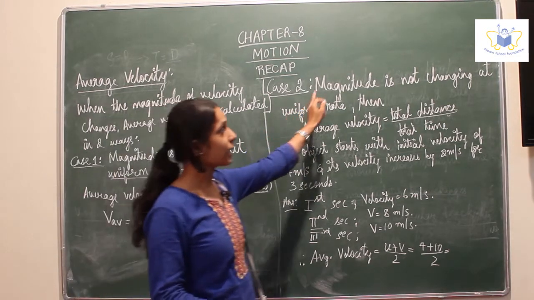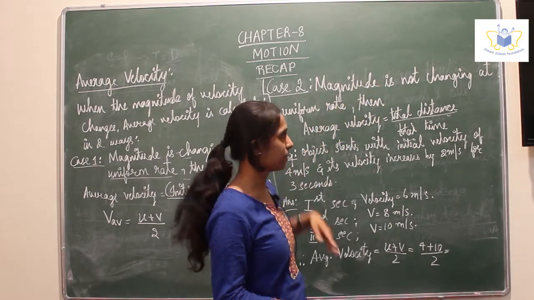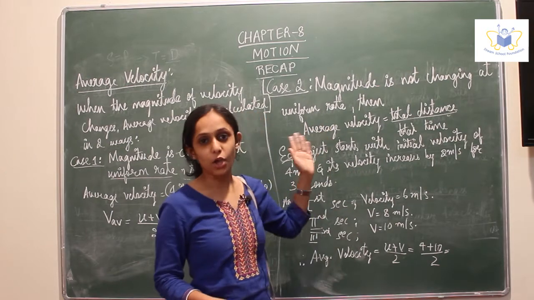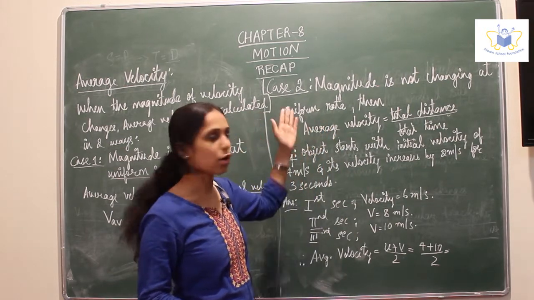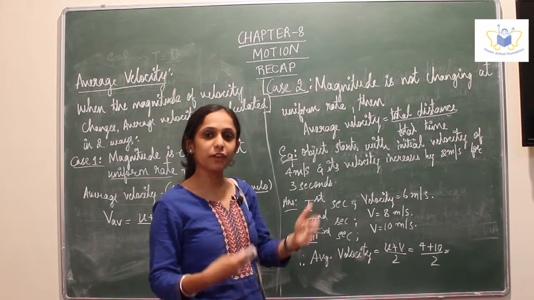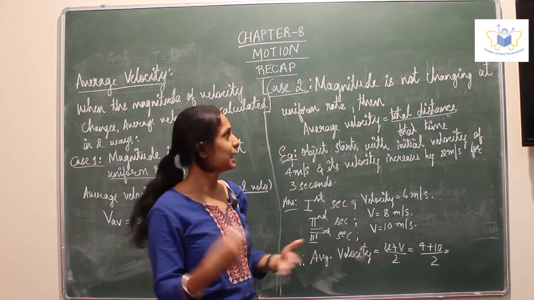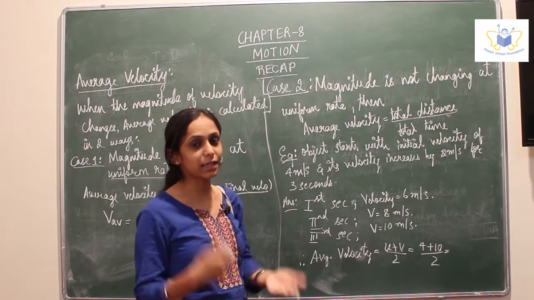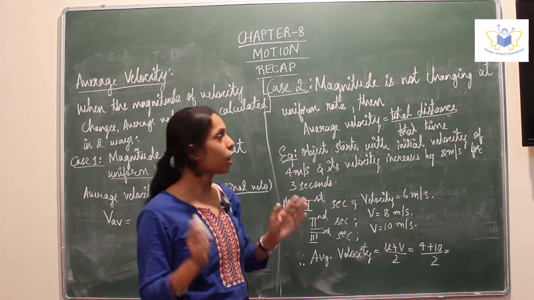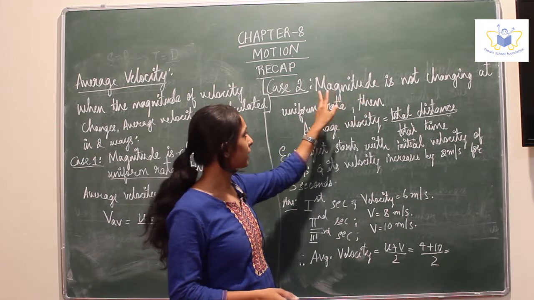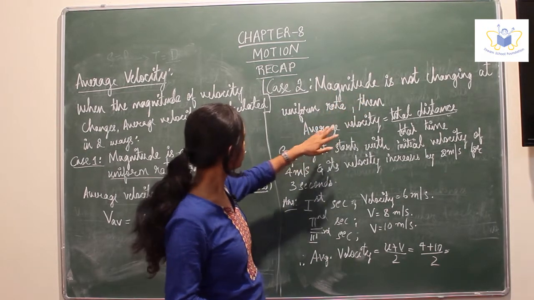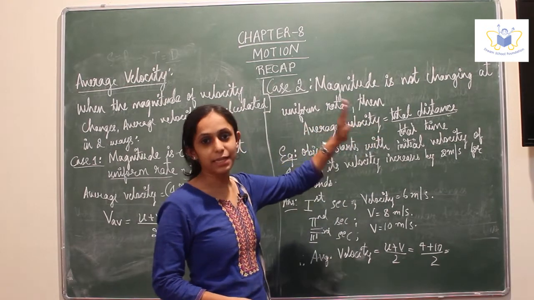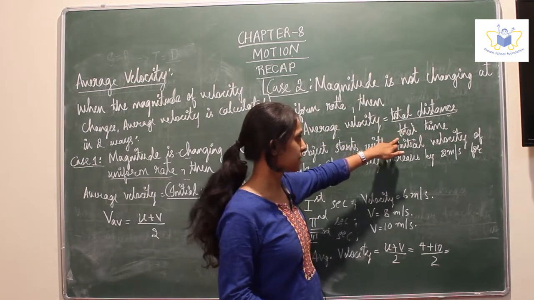Now when the magnitude is not changing at a uniform rate, what do you mean by that? It is varying, like our John problem which we did. For the first few distances he is traveling at a higher speed, for the next few distances he is traveling at a lower speed, which means his speed is not uniform. So what happens when the magnitude change is non-uniform? The average velocity will be just like your speed, total distance by total time.